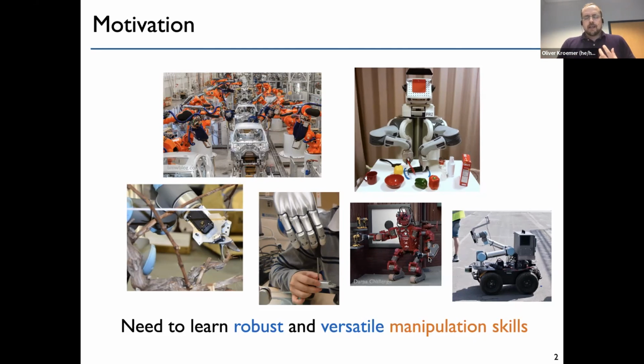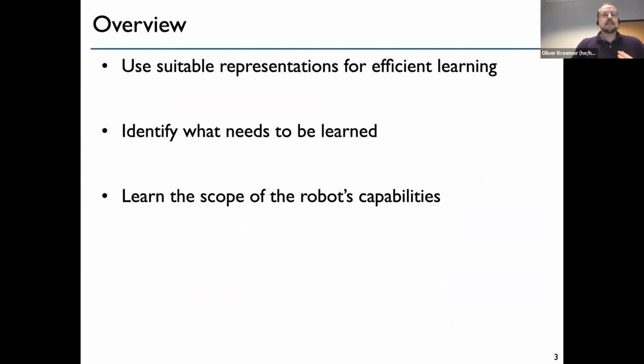So if we want to get these general purpose robots, I think there's three key things I want to talk about today, which I see as key to reaching that goal. One of them is that we want to be able to use suitable representations, especially suitable representations of skills for efficient learning. Often we use very general purpose skills, but I think it's much more efficient if we have more specialized skills and if we give that ability to choose the representation to the robot.